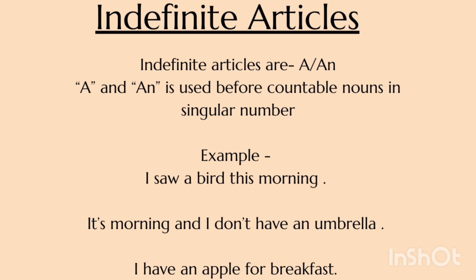Let's take the next example. I have an apple at breakfast. Here apple is a countable noun. We can count apples. And how many apples? An apple. A here is a vowel, and as A is a vowel, we are using an. So a countable singular noun, and before that we have written an.